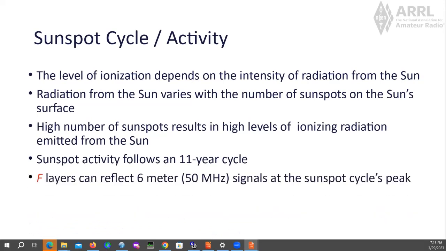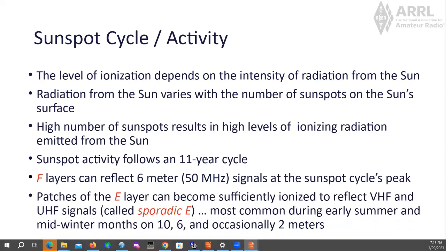F layers can reflect 6 meter, that's 50 megahertz signals, at the sunspot cycle's peak. Patches of the E layer can become sufficiently ionized to reflect VHF and UHF signals. This is called sporadic E, most common during early summer and midwinter months on 10 and 6, and occasionally on 2 meters.